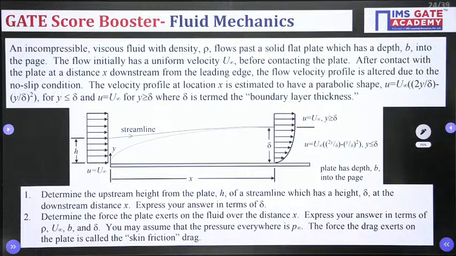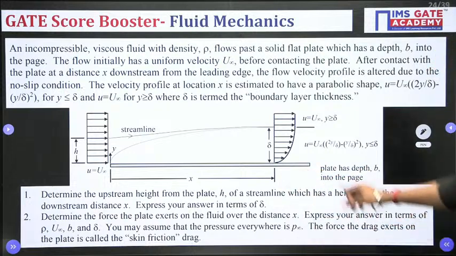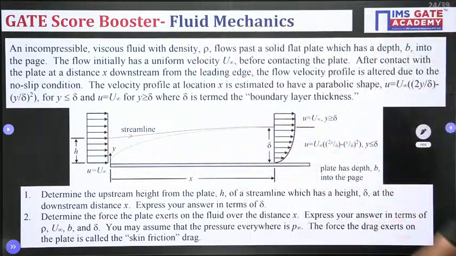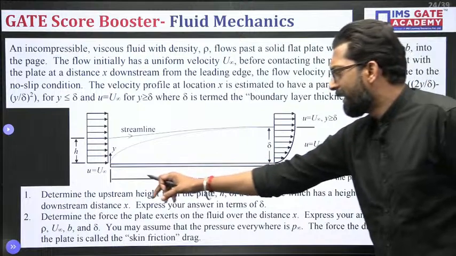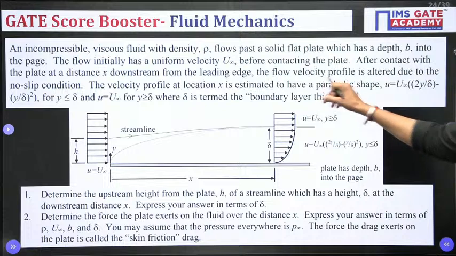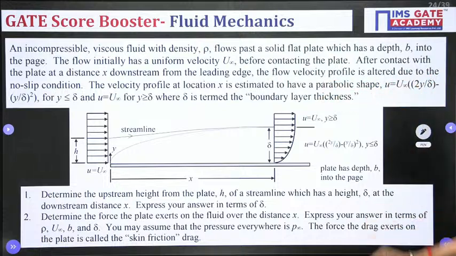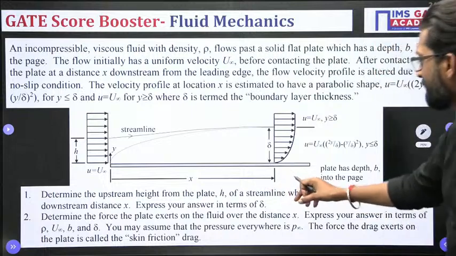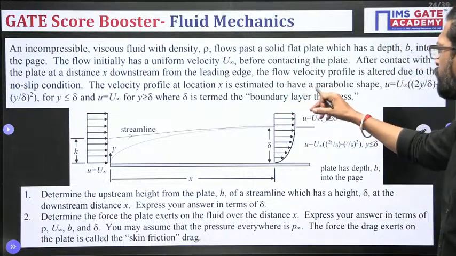Now after contact with the plate at a distance x, this is your upstream and this is your downstream. So this is your upstream velocity profile, this is your downstream velocity profile. Downstream from the leading edge, this is your leading edge, this is your trailing edge, the flow velocity profile is disturbed due to the no slip condition. The velocity profile at that location x is estimated to have a parabolic shape.